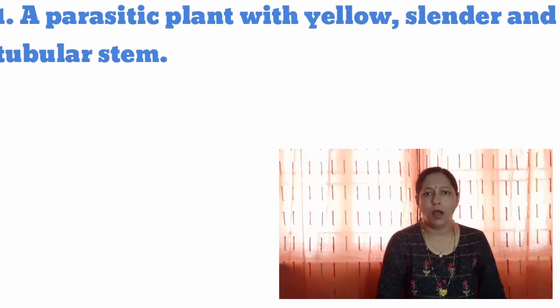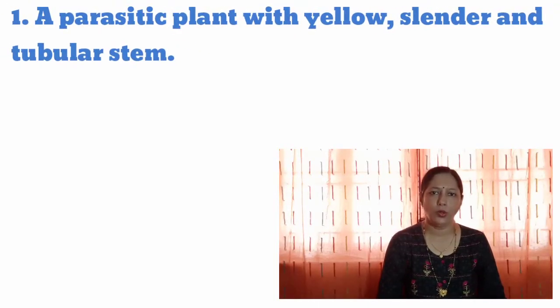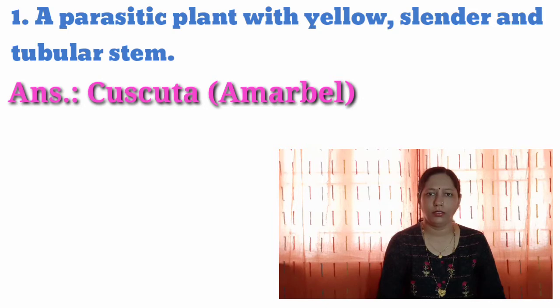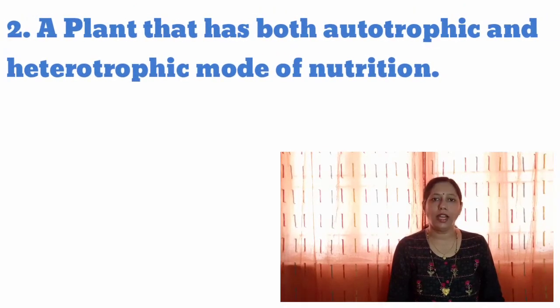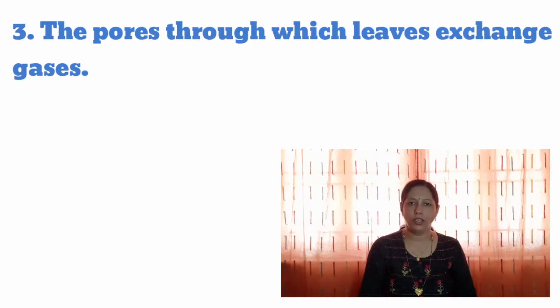Now we will start the second exercise. Name the following. A parasitic plant with yellow, slender and tubular stem. The answer is cuscuta. Q.2. A plant that has both autotrophic and heterotrophic mode of nutrition. The answer is pitcher plant. The pores through which leaves exchange gases. The answer is stomata.